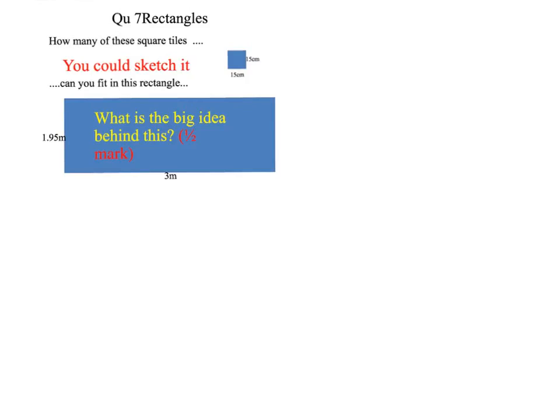Okay, so we want to know how many of the square tiles, that's the 15 by 15, fit inside the rectangle, which is 1.95 metres by 3 metres. So the problem is we've got metres and centimetres, so it's best to change them to one unit. So rather than being in metres on the bottom, 3 metres is equal to 300 centimetres because 1 metre equals 100 centimetres. Similarly, 1.95 becomes 195 centimetres.